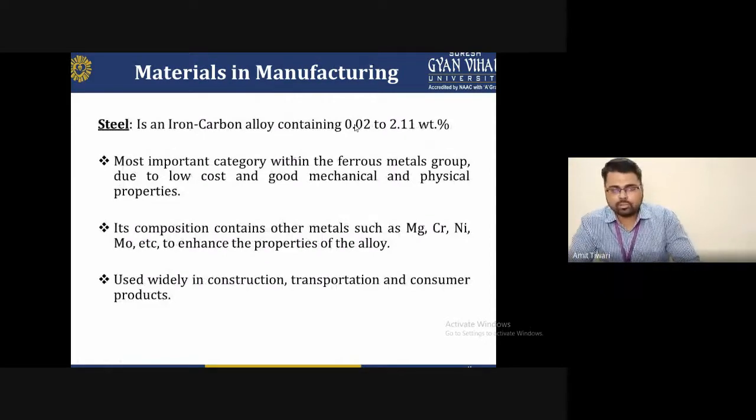In the case of steel, steel is an iron-carbon alloy containing 0.02 to 2.11 weight percentage of carbon, with iron present in the steel. It is the most important category within the ferrous metal group due to its low cost and good mechanical and physical properties. Steel compositions include manganese, chromium, nickel, molybdenum, etc., to enhance the properties of the alloy, and it is widely used in construction and in the transformation of consumer products.